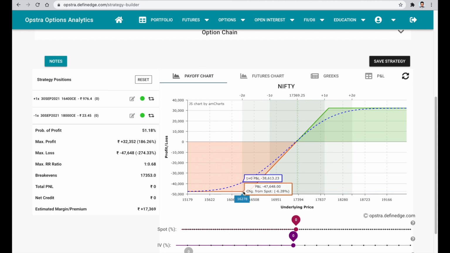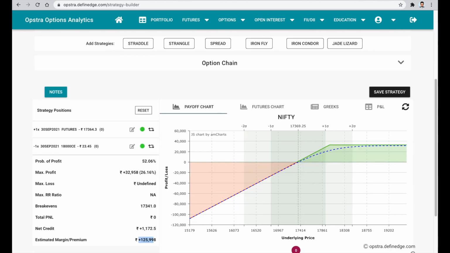And here is a payoff chart, and the max loss that you can get is only 47,000, and the max profit is 32,000 with a 186%. So that is really amazing. With only 17,000 margin, now you can have a risk defined futures.